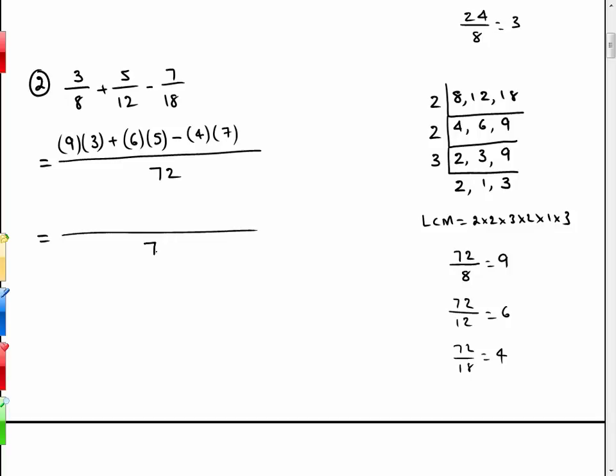put a big bar again, 72, 9 times 3 is 27, plus 30, minus 28. 30 minus 28 is 2, 27 plus 2 is 29, and the answer is 29 over 72. Okay?